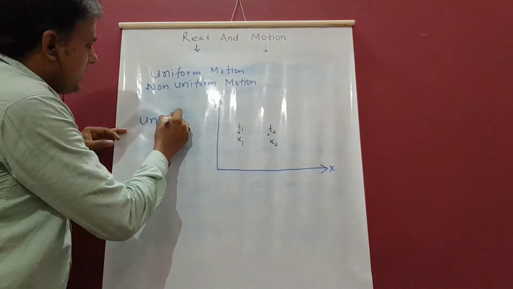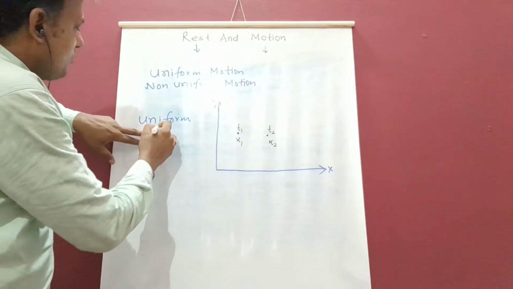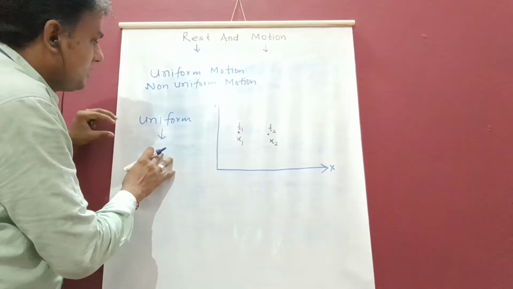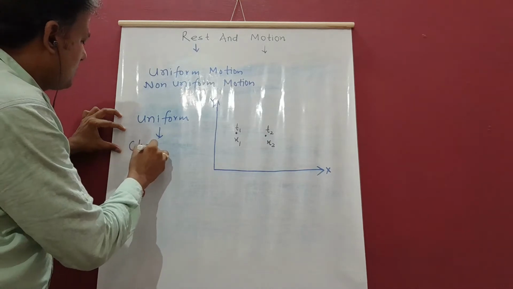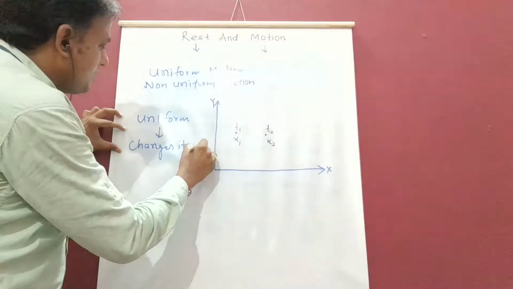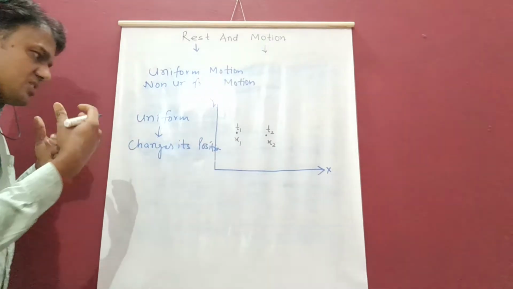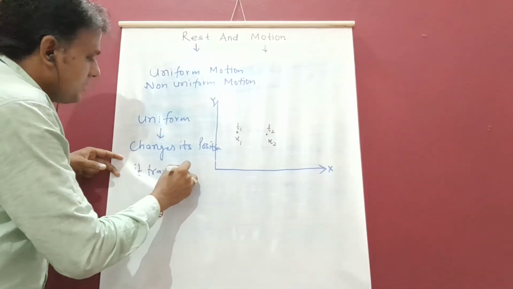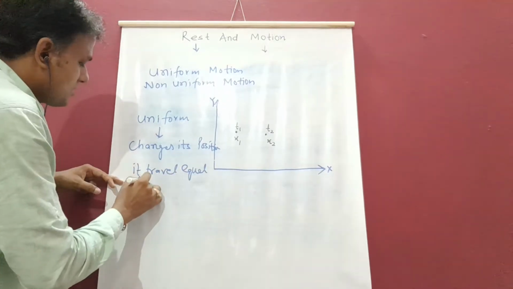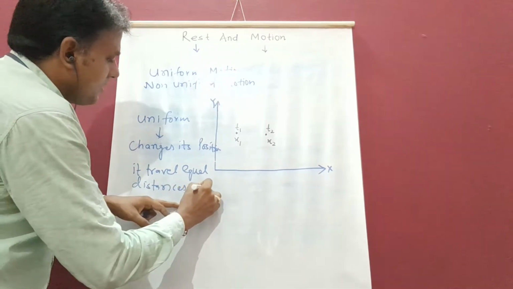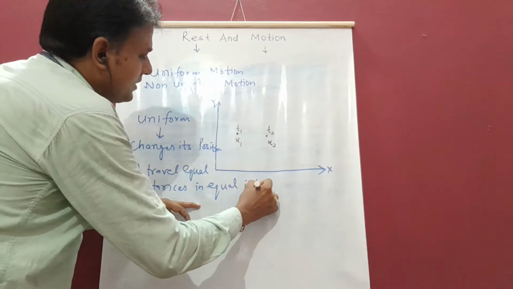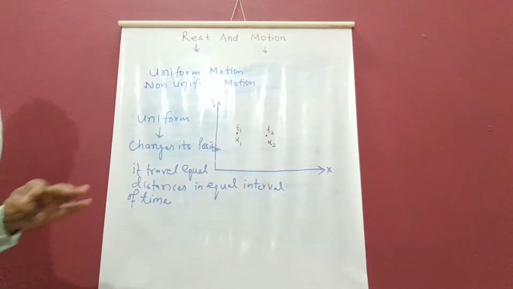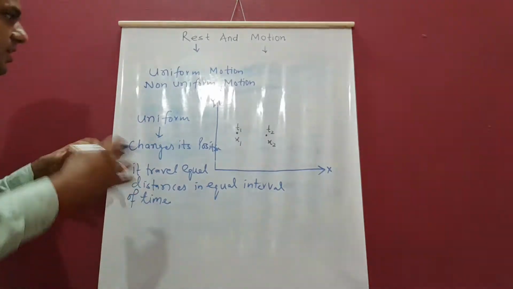Uniform motion, as the name suggests, uniform represents that if any object changes its position in such a way that it travels equal distances in equal intervals of time, then we can say that the object is in uniform motion.